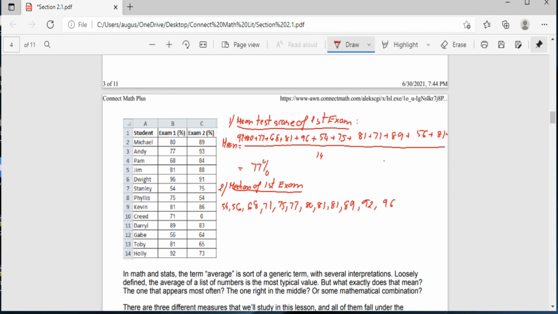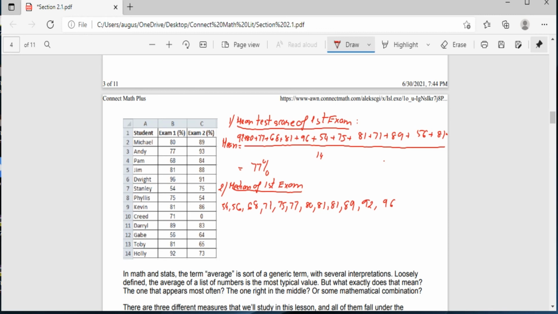54 I have it. 80 I have it. I don't know what I missed, to be honest with you. It's so many numbers here. 92, 89, 92, 96. Okay, 80, 77. I got it. 68. I got it. 81, 96. We have only one 96. 54, 75, 81, 71, 56, 81. It looks like I don't miss anything. I don't know why.